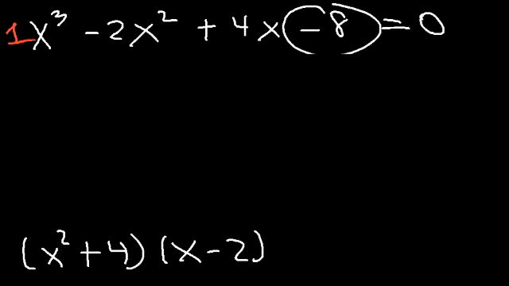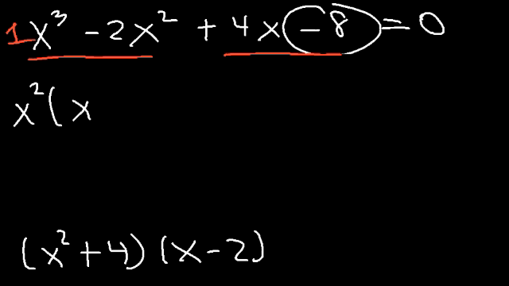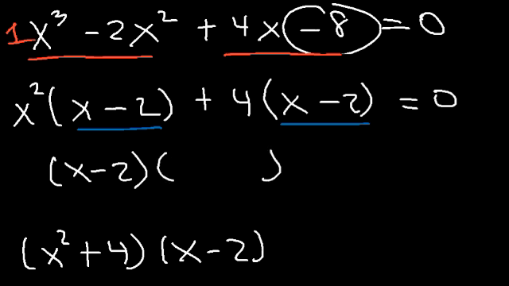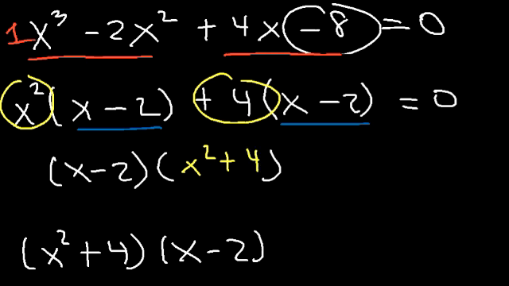So let's take out the GCF in the first two terms and in the last two terms. The greatest common factor in the first two terms is x squared. x cubed divided by x squared is x. Negative 2x squared divided by x squared is negative 2. Now for the last two terms, the greatest common factor is 4. 4x divided by 4 is x. Negative 8 divided by 4 is negative 2. So now let's factor the common term, which is x minus 2. What we have on the outside, as you can see, is x squared plus 4. So we get the same answer.